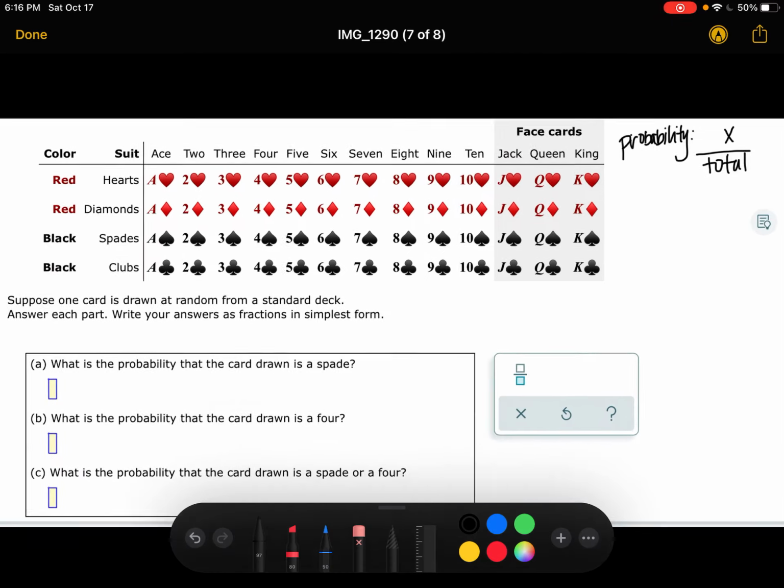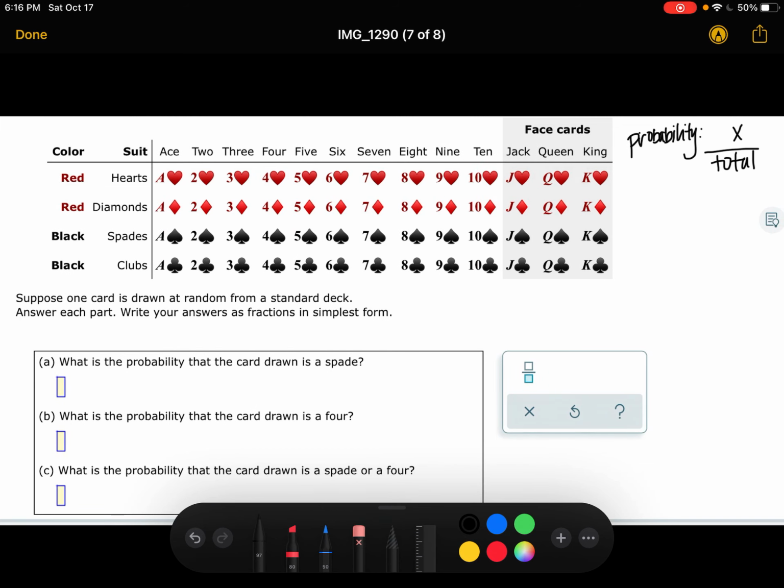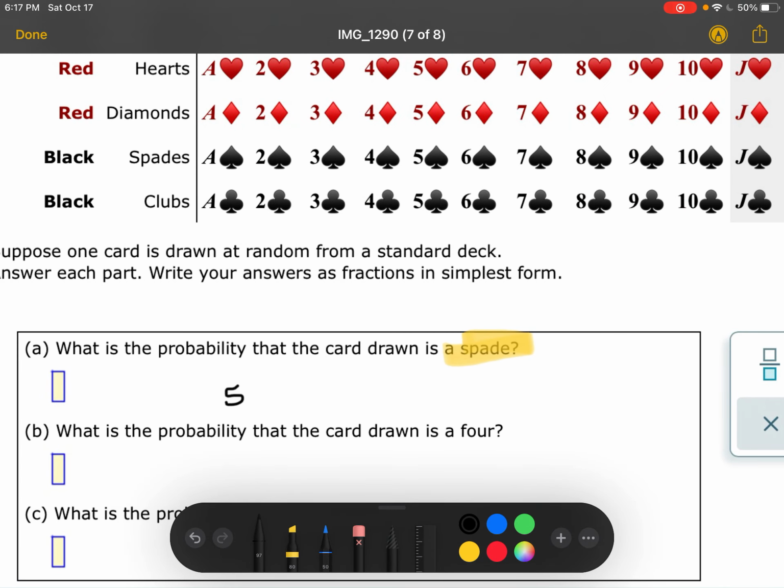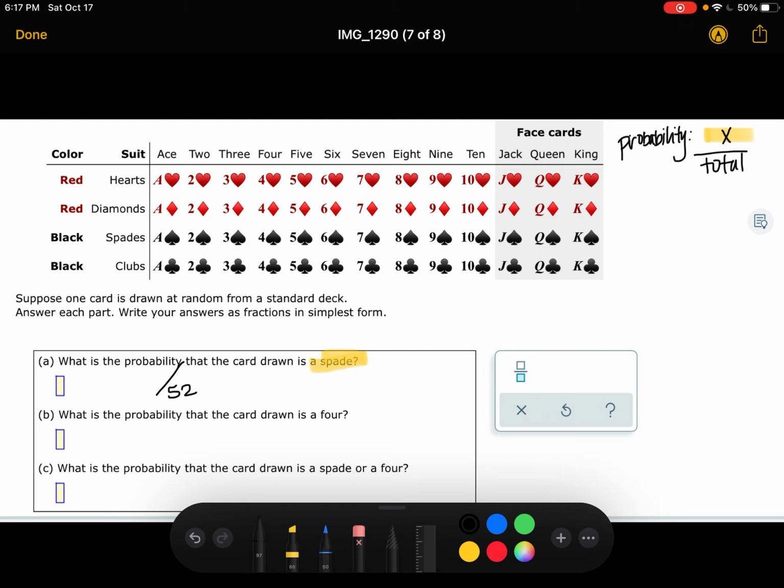So when I look at this question, it says, what is the probability that the card drawn is a spade? So x would be, this would be your spades, okay, over the total. So I know it's a deck of cards. There are 52 cards in the deck, so it would be 52 under something. So how many spades are there?